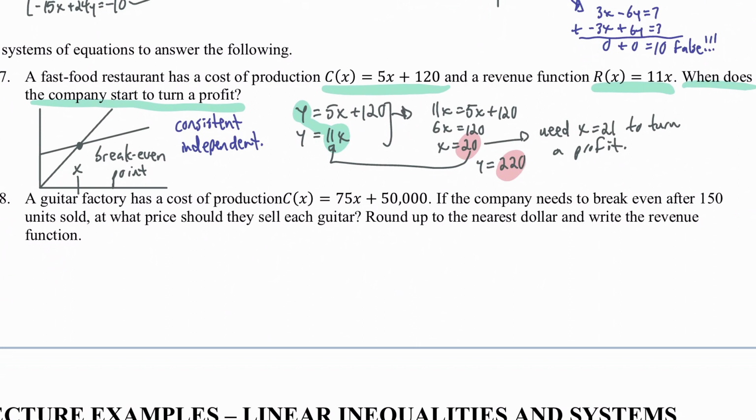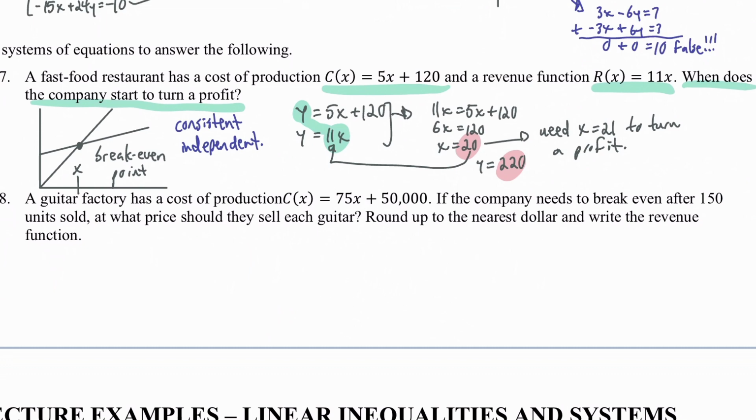Okay, what's next? Guitar Factory has a production cost, or cost of production, C of X equals 75X plus 50,000. If the company needs to break even after 150 units sold, at what price should they sell each guitar? Round up to the nearest dollar and write the revenue function.